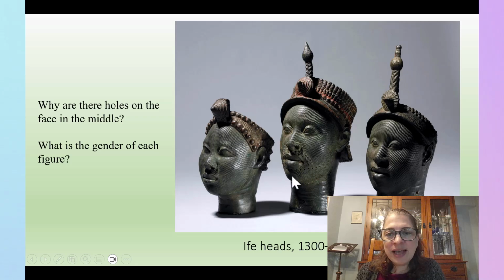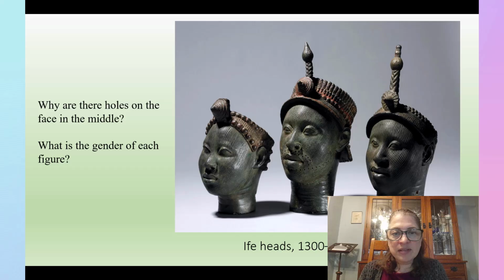So once again, now this would have definitely been where hair was inserted. So this was to indicate like a mustache, a beard. So this would be a male figure. This is a king, where the other 2 are female figures. They all wear crowns. So we have a king and queens.